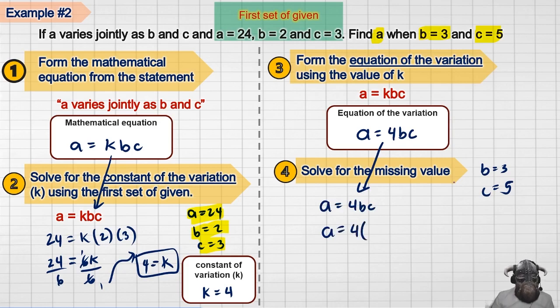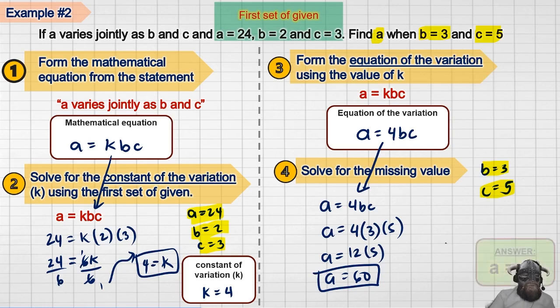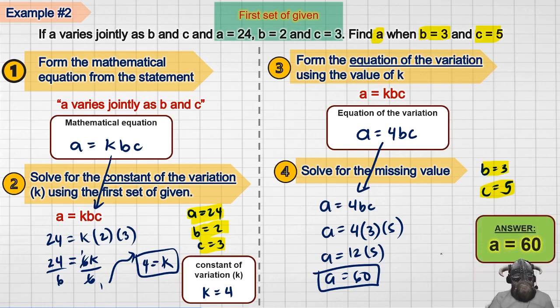Also, copy 4. And this time, we'll try to substitute B is equal to 3 and C is equal to 5. All we need to do is to multiply and simplify. 4 times 3 is 12 times 5. So 12 times 5 will just be equal to 60. So the value of A will be 60 when B is equal to 3 and C is equal to 5.